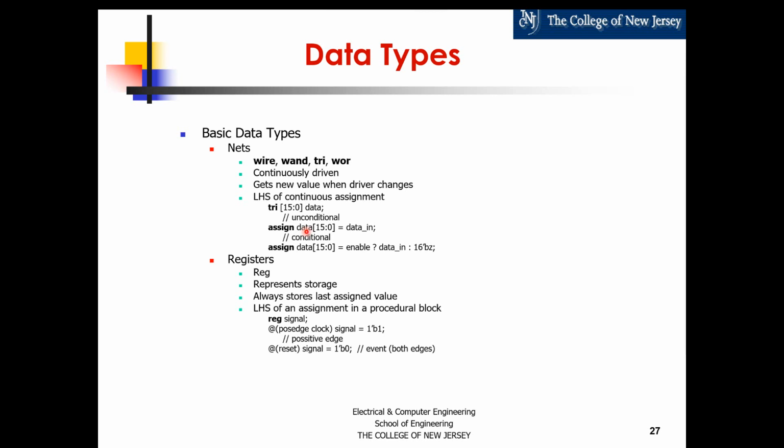You can have unconditional assignments, which you have seen already. Okay? For example, data is equal to some data in. Or you can use this syntax for conditional assignments. Okay? So if this, in this case, enable is true, if that expression is true, this goes to data. If this is false, then this goes.